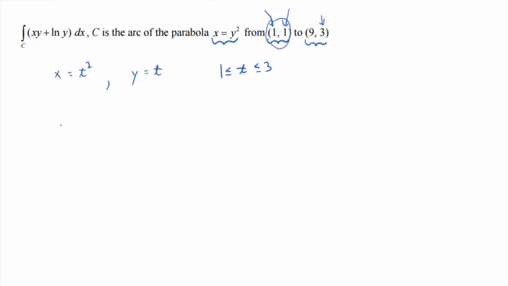So then I just take this integral and rewrite it. If you really don't want to think very hard, just start plugging things in. You might have to find a differential at some point, but just start plugging it in. Limits of integration: what does t go from? 1 to 3. x is equal to what? t squared. y is equal to t. Multiply those together, you get t cubed, plus natural log of y, which is t.